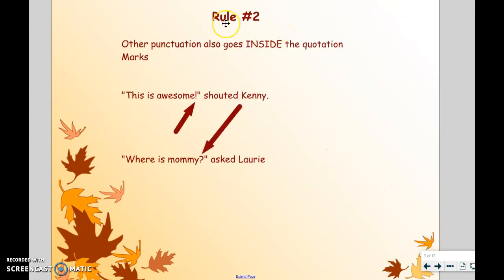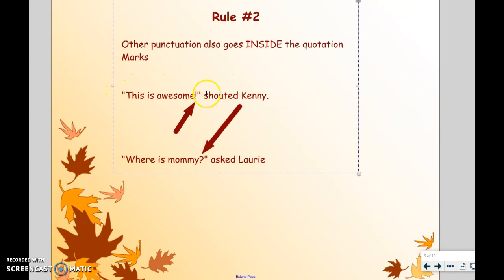Let's take a look over here at rule number 2. Rule number 2 has to do with other punctuation marks, such as the exclamation mark or the question mark. If you have a sentence that is the entire sentence, the dialogue, "This is awesome!" If you have an exclamation point like we do in this sentence right here, then you're going to put that inside the quotation marks. There is not a need for a comma in this situation because you're signifying to your reader that person's sentence is over. And you will actually have a period at the end there too. Also, if the character is asking a question, you are going to use a question mark before the quotation marks.